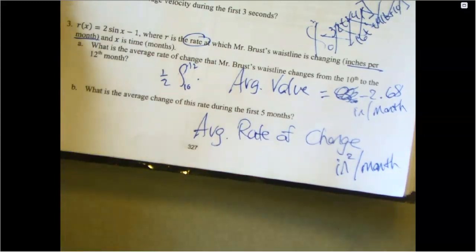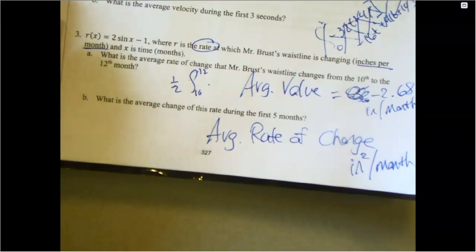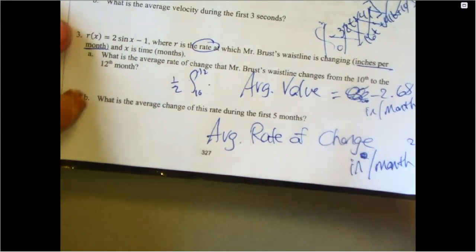Inches per month or inches per month square? Because inches square is not a square. Isn't that kind of like crazy? It's like inches per... oh, per month, per month. Yeah, okay.